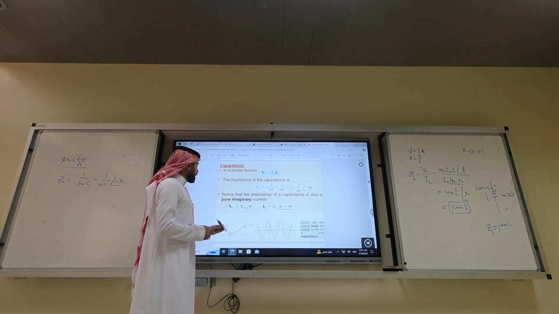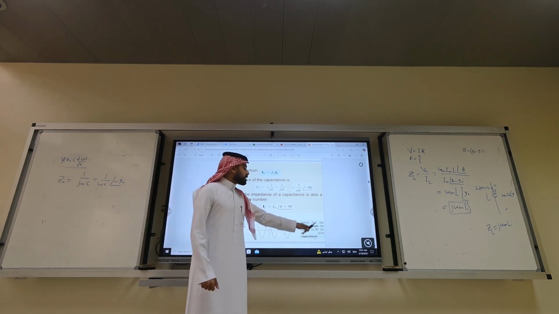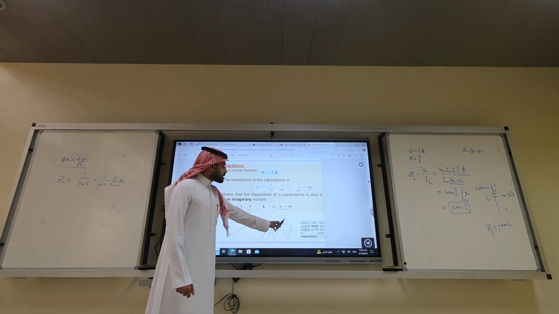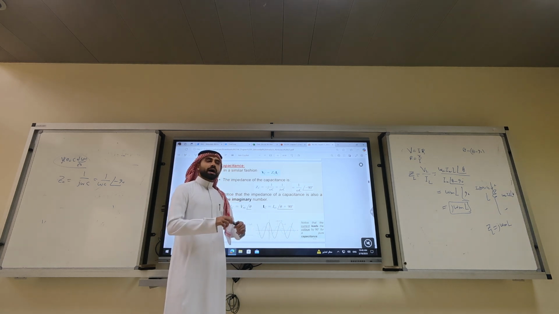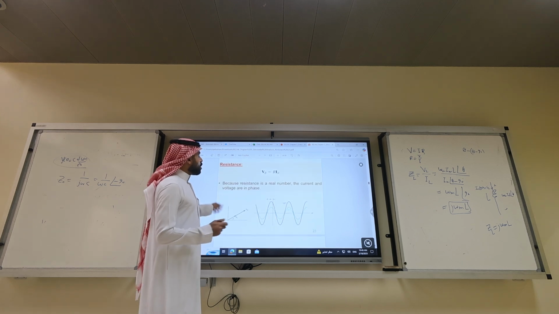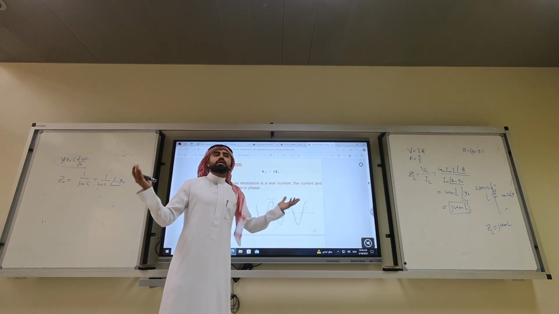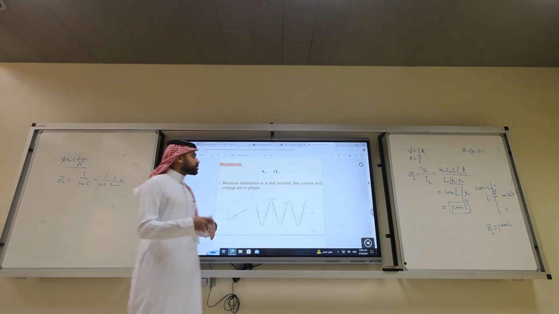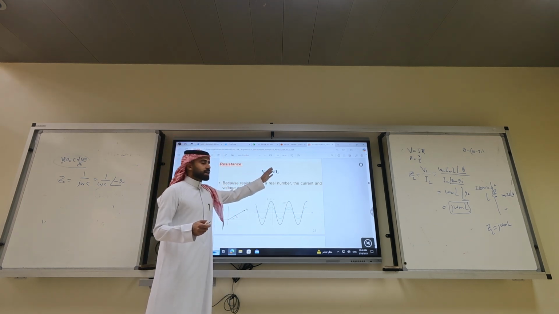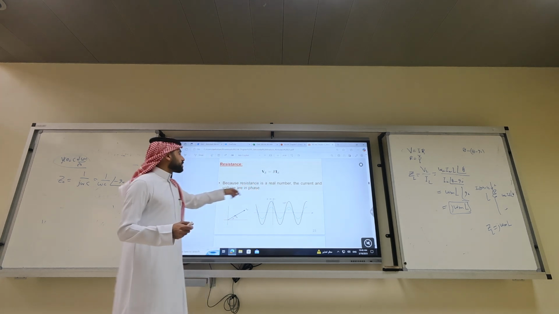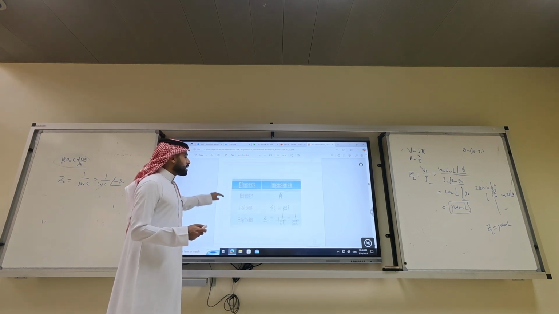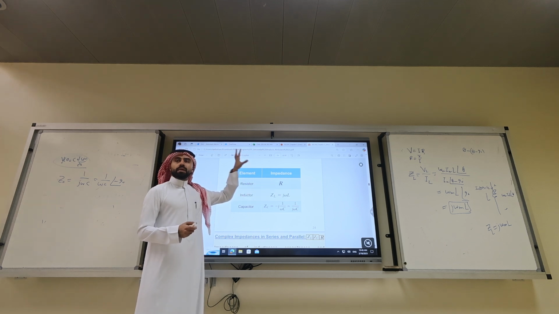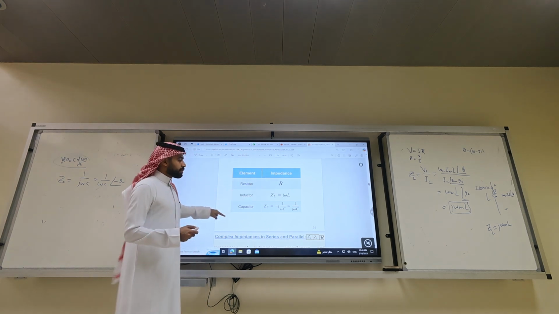However, with the capacitor, the current leads the voltage by 90 degrees. The current, the blue curve, its peak is before the black curve by 90 degrees, or the voltage lags the current. Memorize these words. For resistors, we already explained it. There is no phase shift, it's purely resistive. There is no J. V phasor equals R times I phasor. R is a real number, so the current and voltage are both in phase. Memorize this table. Okay?